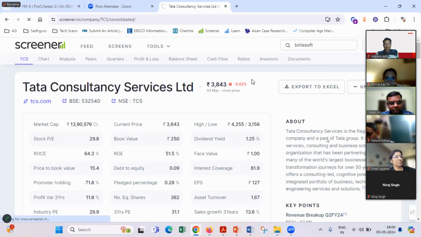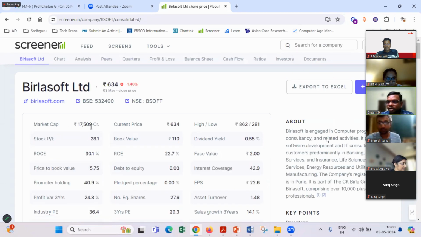Okay, so you can see Birla Soft is 17,509 crores only. Where is 13 lakhs and where is 17,000? That is lakh crores. This is only 17,000 crores. So this is actually going to be a sort of a small cap company. Is it clear?